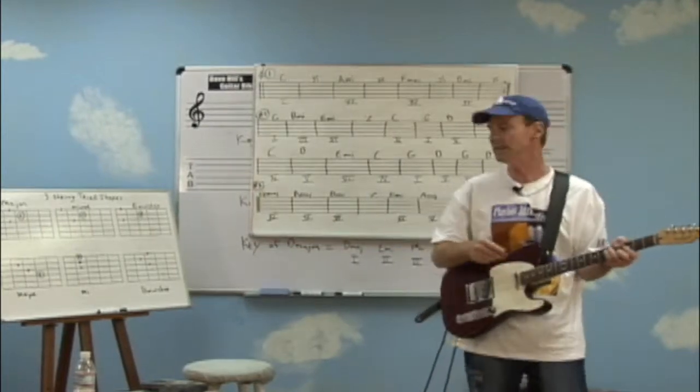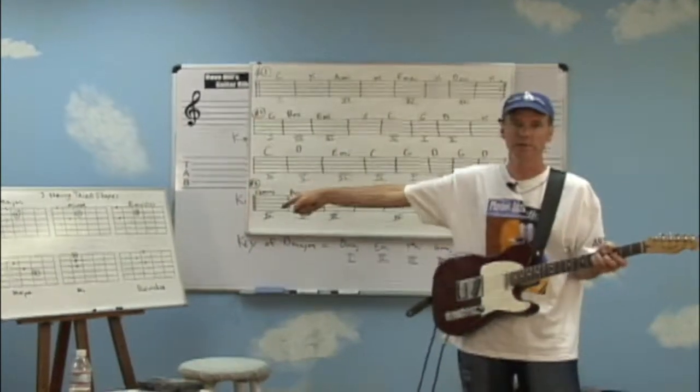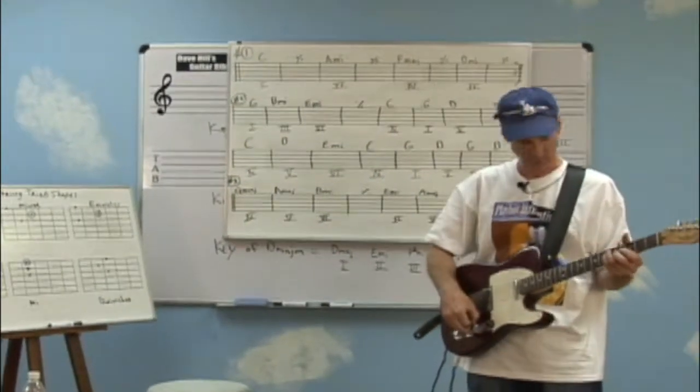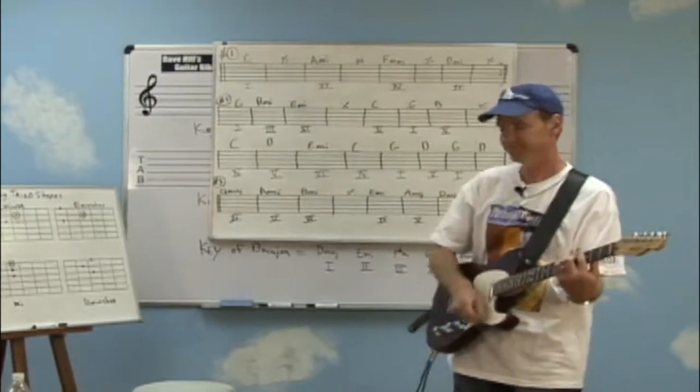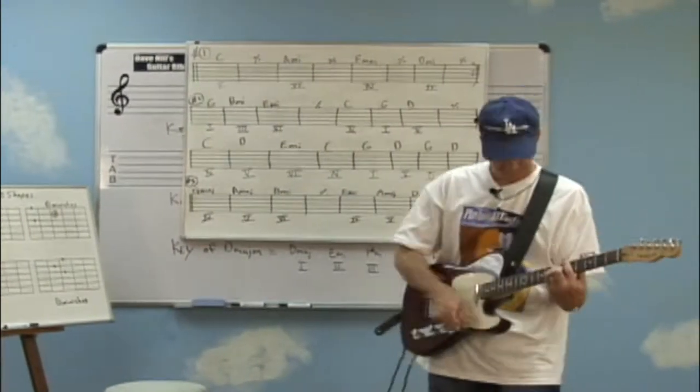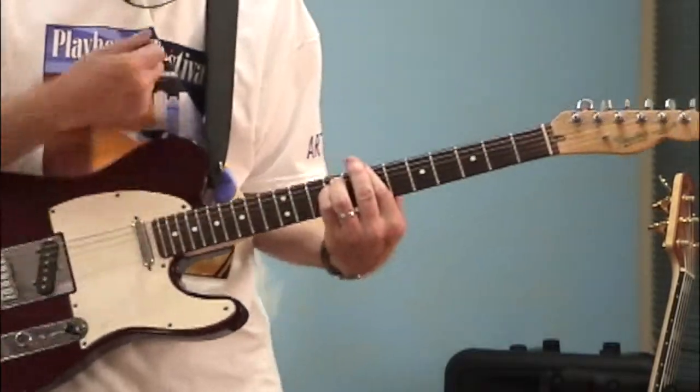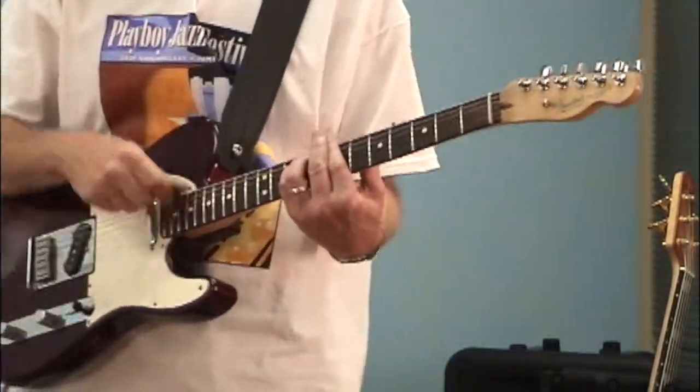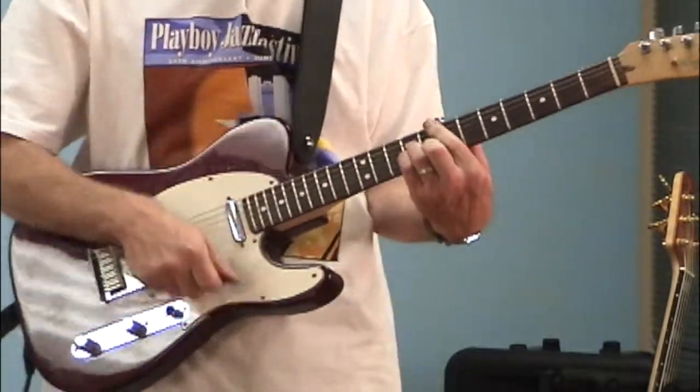Okay, here's the key of D starting on the 4 chord, which is G. 1, 2, 3, 4. And here comes the 2, 5, 1.